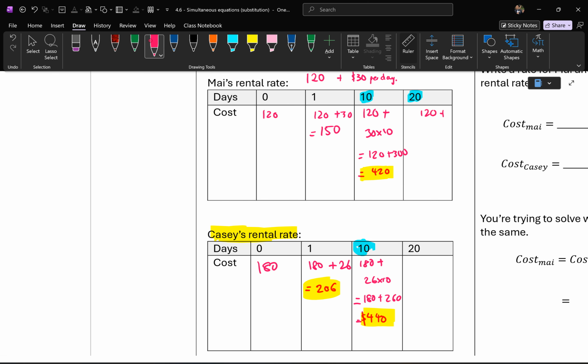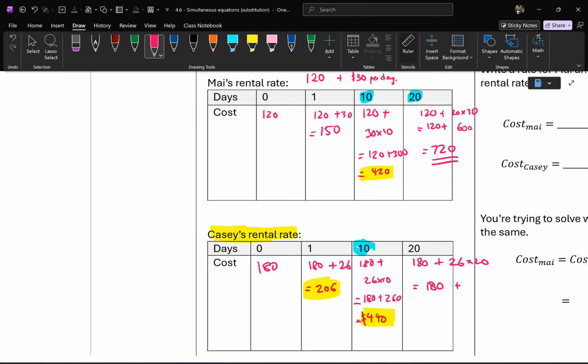let's see. So 20 times 30. So 20 days for $30 per day. That gives you $600. And you're right. That will cost $720 for My versus Casey. Casey pays a steep upfront fee of $180, but only $26, or $4 less per day, times 20.